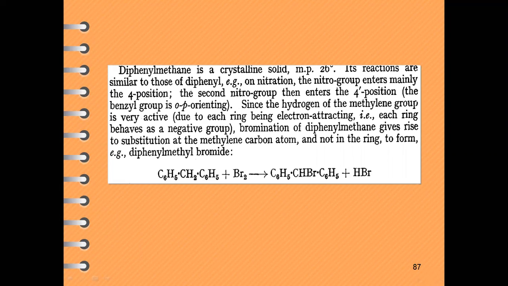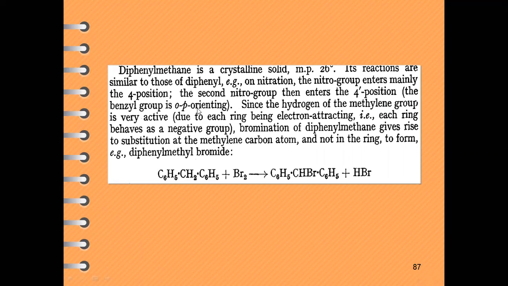Second, if we nitrate further, then the nitration will be done at the 4' position. Because the benzyl groups are what type of reacting? We know the benzene ring and its derivatives, we have discussed in that topic. The nitro groups will generally be ortho and para oriented. So these nitro groups occupy the para positions.